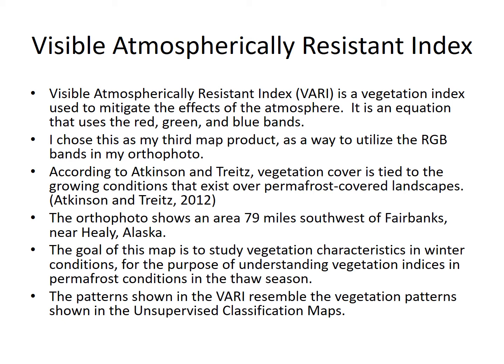And basically the orthophoto was done in the winter, so I wanted to find out what the vegetation indices would be like in the frosted conditions of the winter, and see if that was similar to the way that the thaw season looked. And I found that all of the areas with no moisture in the VARI image were similar to the areas that had moisture in the thaw season. So I think that has something to do with the correlation between the snow melt and the permafrost melt below the surface.